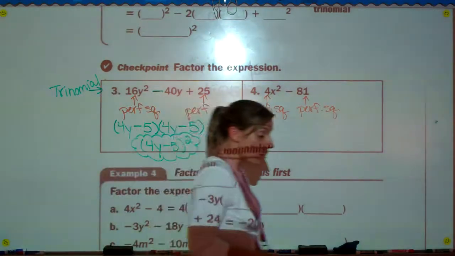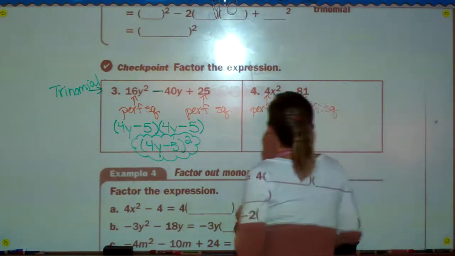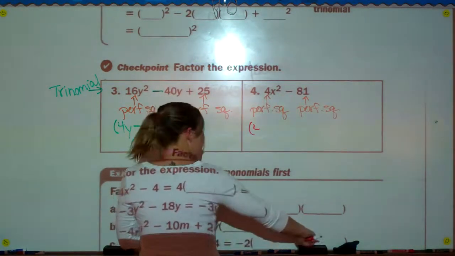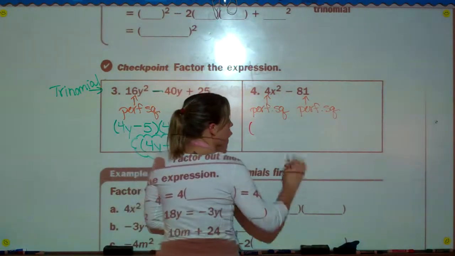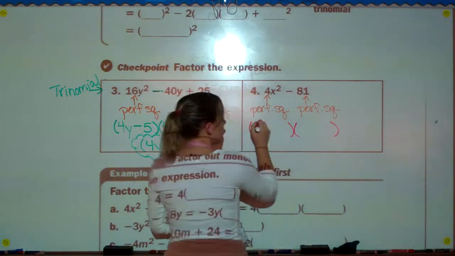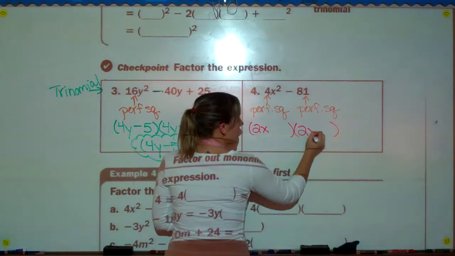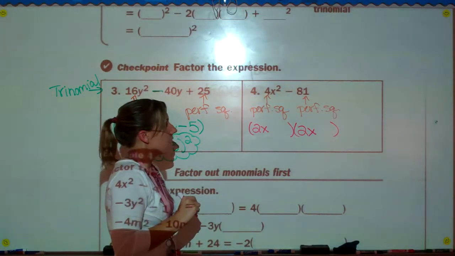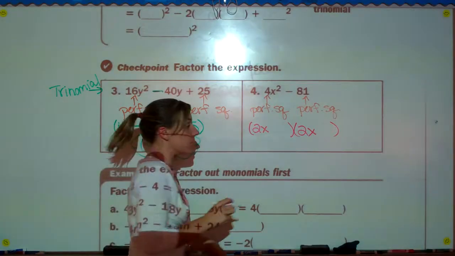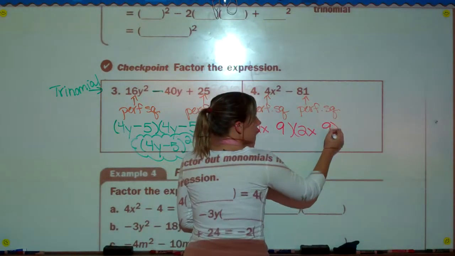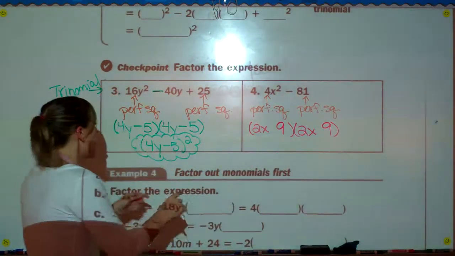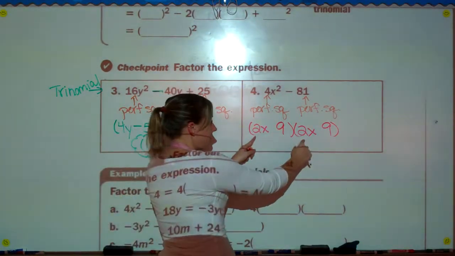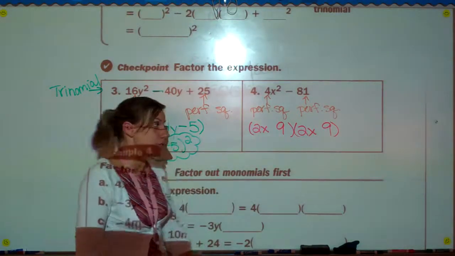So then these are also perfect squares. So we say, okay, what times what gives me 4x squared, and that would be 2x times 2x, because 2x times 2x would give me 4x squared. Okay, what times what gives me 81? Well, that would be 9 times 9. If you notice, they all square root. The fronts and the backs, they all match. That front and that, they match each other, okay?